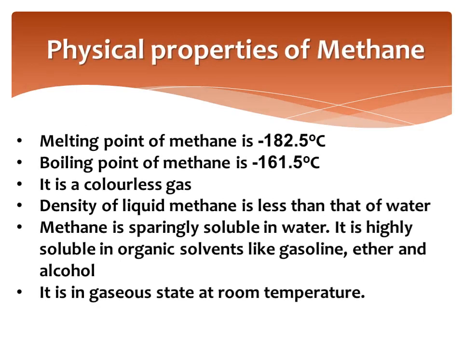Physical properties of methane. The melting point of methane is minus 182.5 degrees Celsius and its boiling point is minus 161.5 degrees Celsius. It is a colorless gas. The density of liquid methane is less than that of water. Methane is sparingly soluble in water. It is highly soluble in organic solvents like gasoline, ether, and alcohol. Methane is in gaseous state at room temperature.